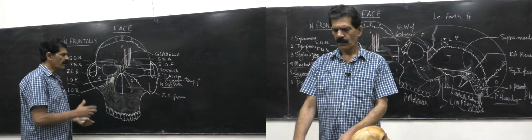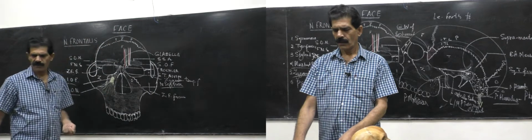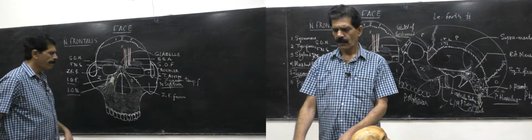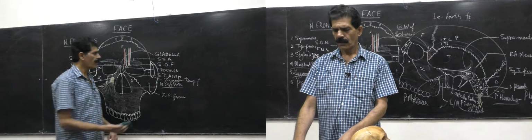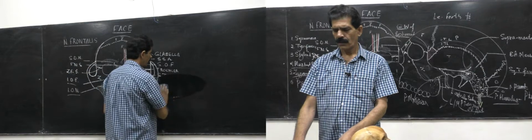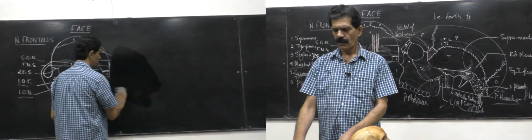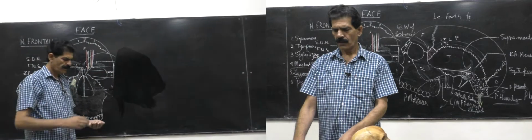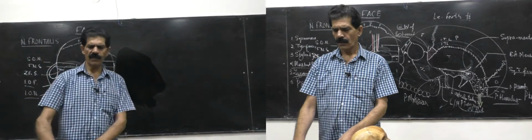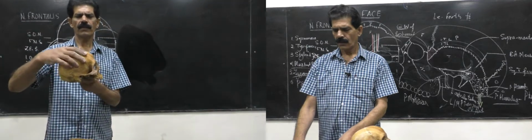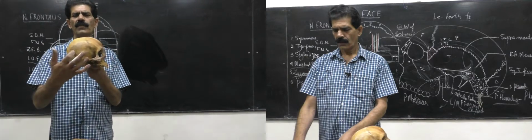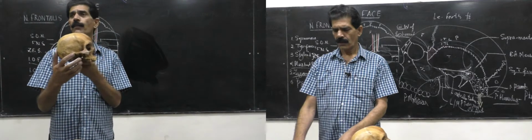So after doing the Norma Frontalis and its features, now we switch on to the next part, that's called the Norma Lateralis, or the lateral view of the skull. So this is the lateral view of the skull, in which all the bones are visible. A new bone is visible here, that is called the temporal bone.